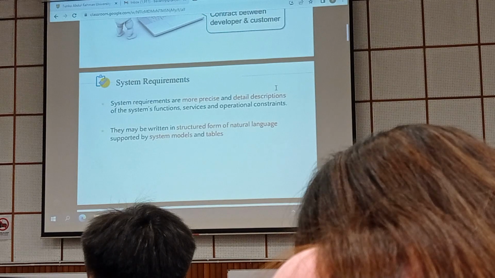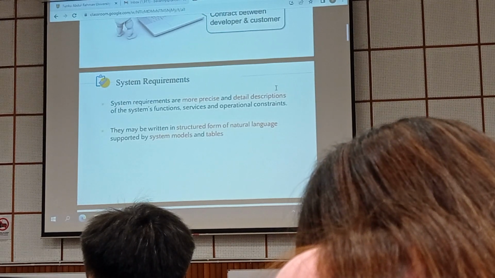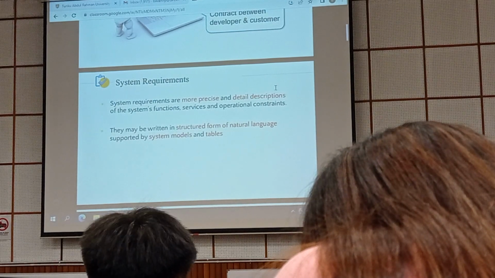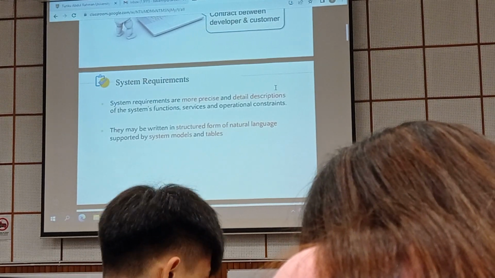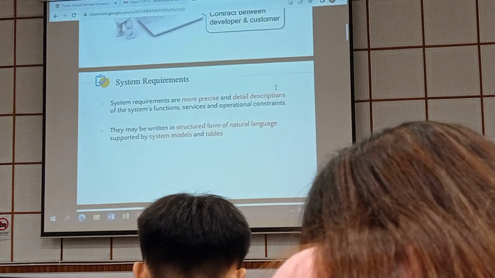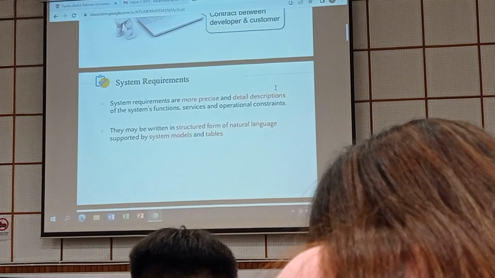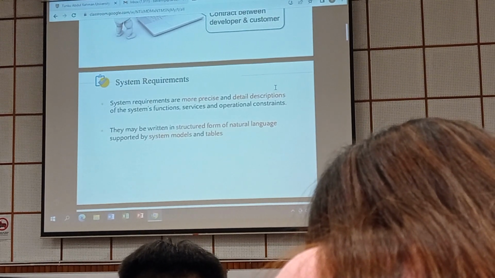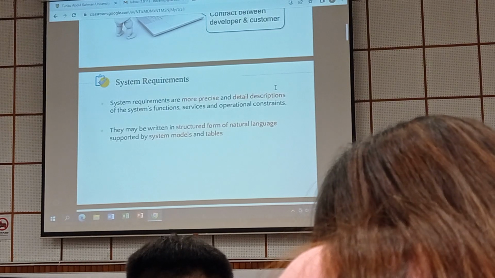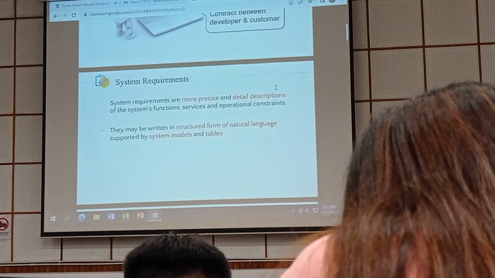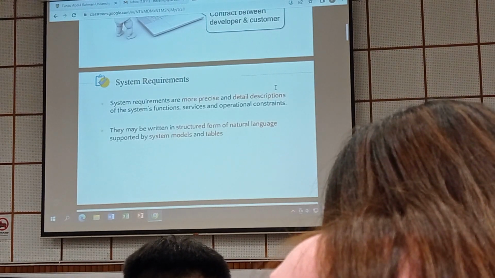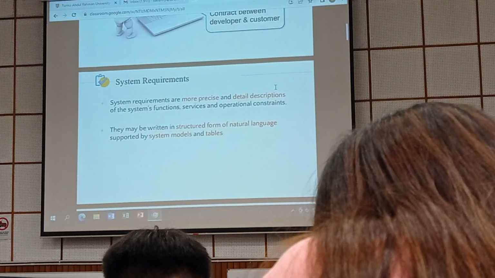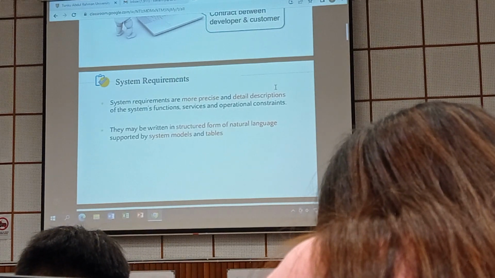But in the system requirements, you can have a structured form of natural language which can support the system model. A very simple example: I don't know how many of you are taking the final year project, FYP? Not yet. Maybe next semester. Because the final project is something where you need to develop a system and an end product, you need to come up with a proposal.